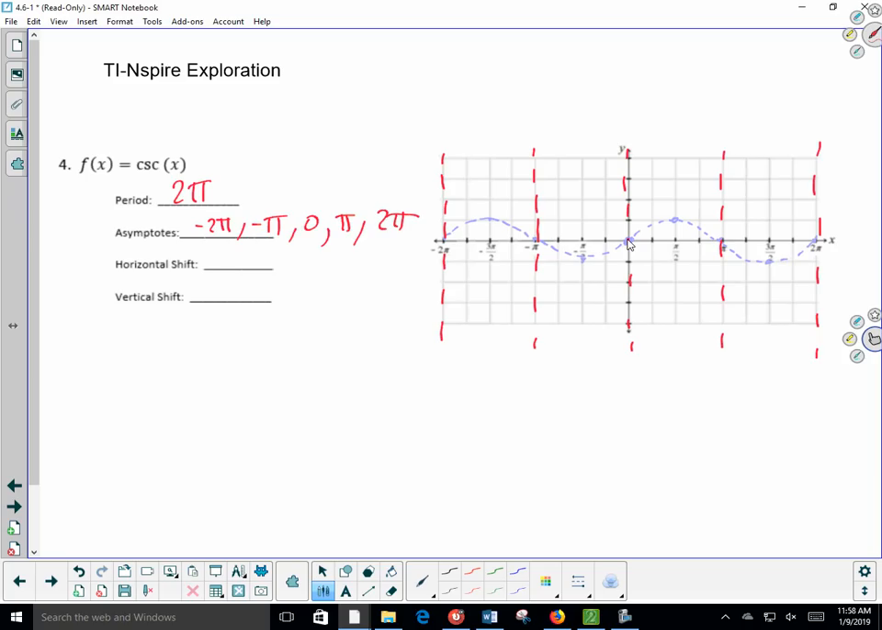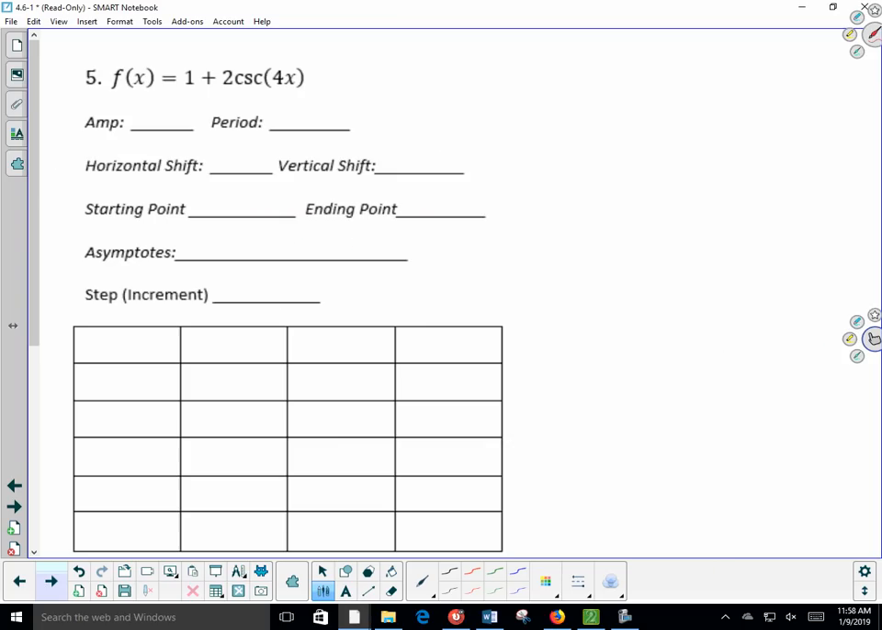Horizontal shift, vertical shift, none, and we haven't done anything to this parent function yet. All right, but let's start doing that now. So we're going to look at this graph, 1 plus 2 cosecant 4x. In this case, it looks like the A is 2, the B is 4, the C is 0, and the D is 1. All right, and so amplitude, again, trick question, does not exist, not applicable.